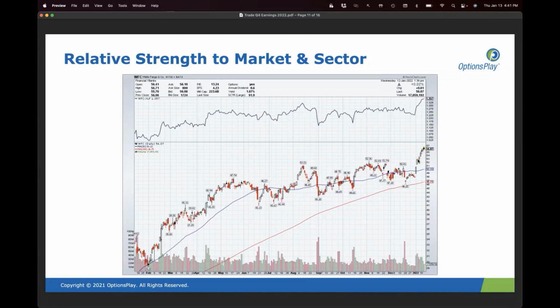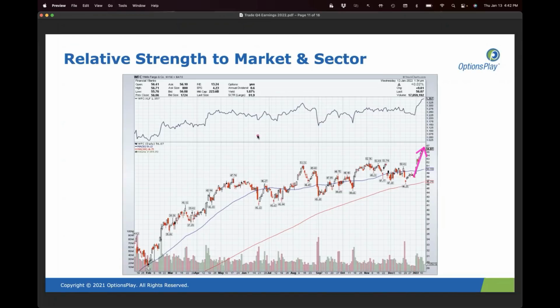Because what this is telling me is that it's not just that Wells Fargo is doing well because the rest of the sector is doing well, but it's actually doing better than the sector itself, right? Because if Wells Fargo is up 10% in the last couple of weeks, but let's say every other financial stock is also up 10% on the week, then Wells Fargo is really not doing anything different than the market itself or anything different from its sector.